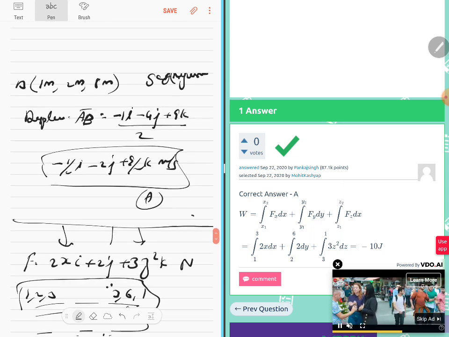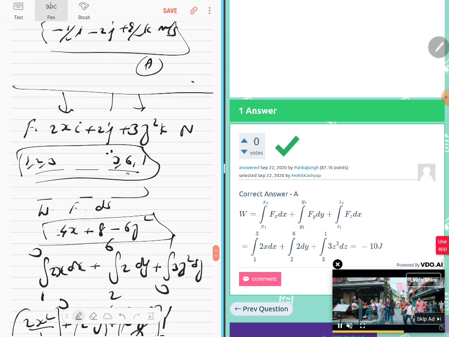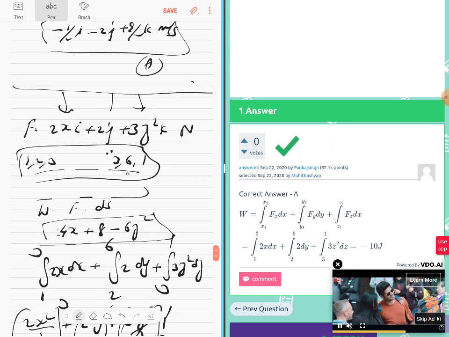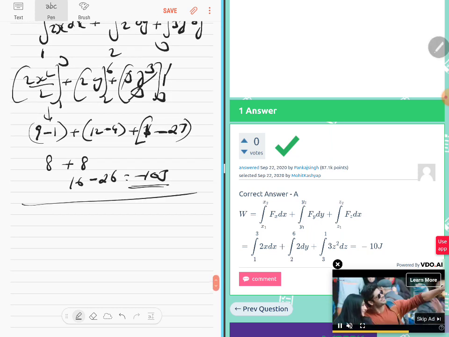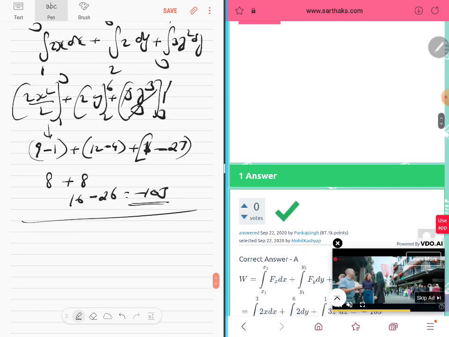So whenever you have it in terms of x, z and all, you can't just do F dot ds. Okay, that's a beautiful sum which involves integration. So I hope you understood. So that's the answer for this question. Let's go to the next question.